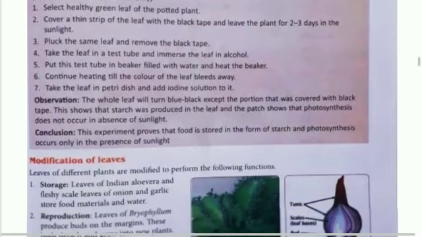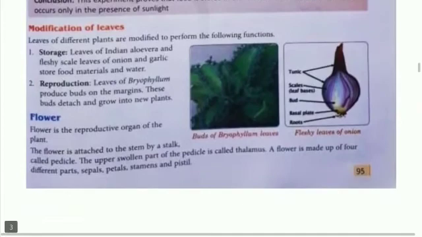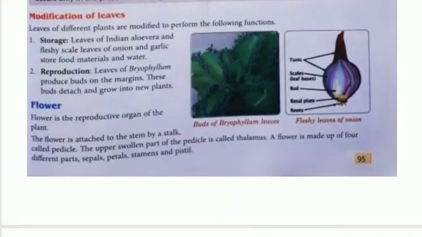Okay. Now come to modification of leaf. Modification occurs mostly for storage of food. Leaves of different plants are modified to perform the following functions. First, storage. Leaves of Indian aloe vera and fleshy scale leaves of onion, we eat onion, and garlic, they store food material and water also.